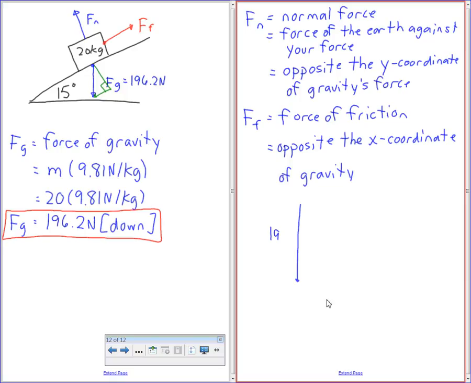This is, guys, can you hold on for a sec, please? 196.2 is the force straight down. Then I'm going to put 2 more forces in here. I'm going to call this FGY. I'm going to call that FGX. So this is going to be the force going down the ramp. This is going to be the force perpendicular to the ramp. Okay?